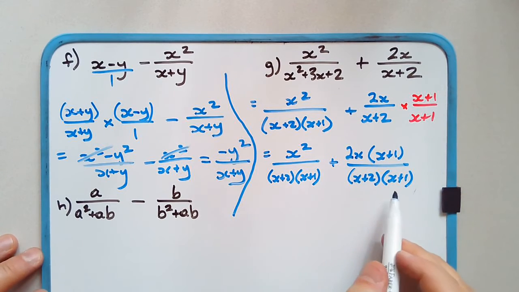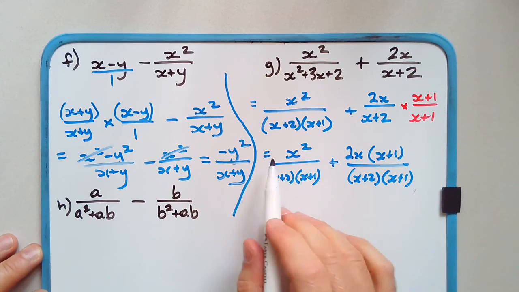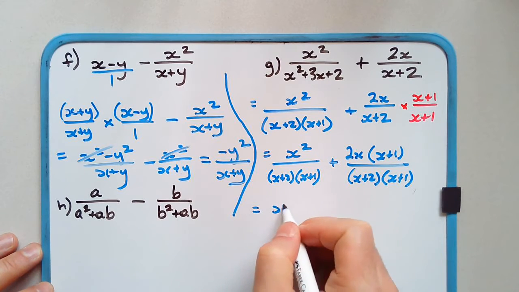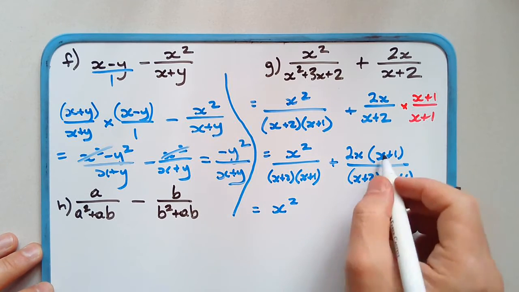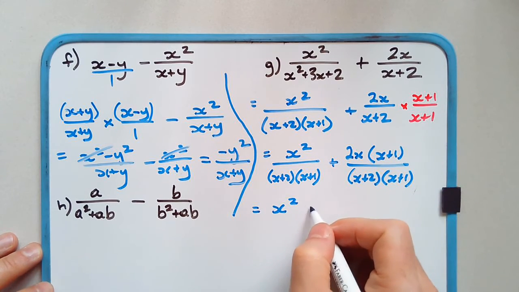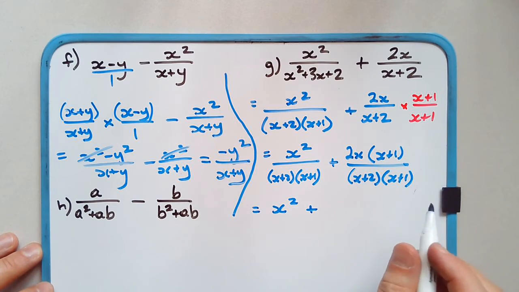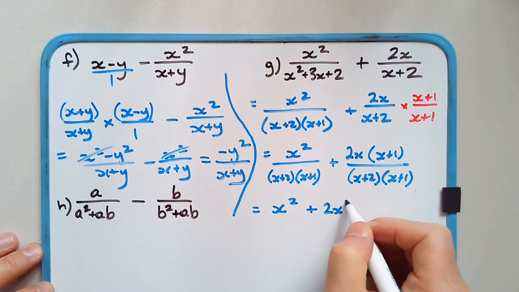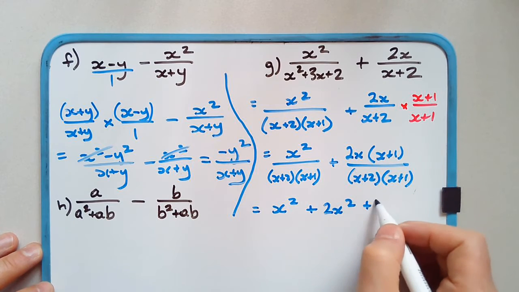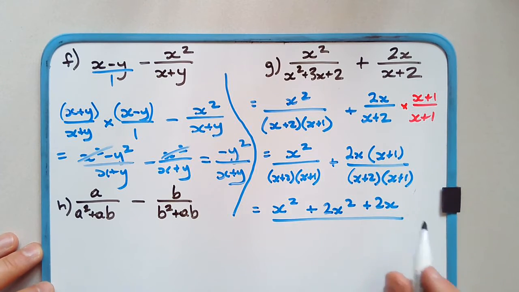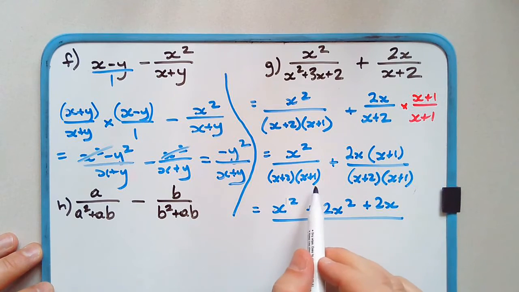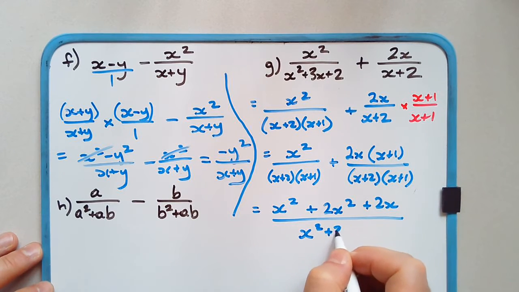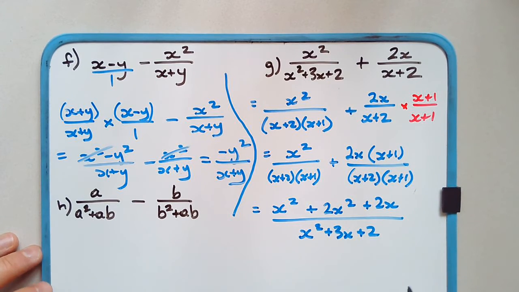Right, now we have two fractions with common denominators. We can just add the numerators together. So I'm just going to go one more step here and simplify the second numerator. So that's going to be x squared. In fact, I'll just put them all on one common denominator now, couldn't I? x squared plus 2x squared, okay, so that's 2x squared plus 2x, all over. In fact, rather than writing it as x plus 2, x plus 1, I could just write it as the quadratic again, couldn't I? So x squared plus 3x plus 2.